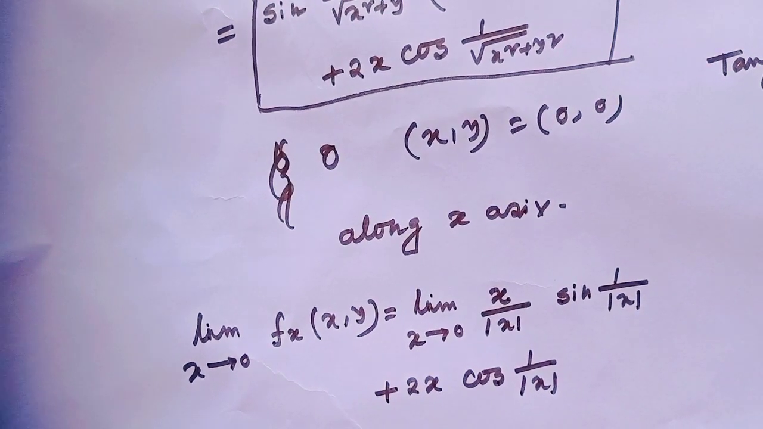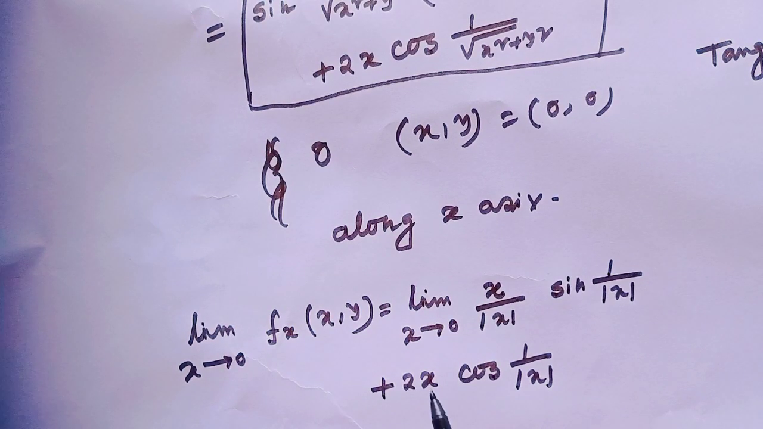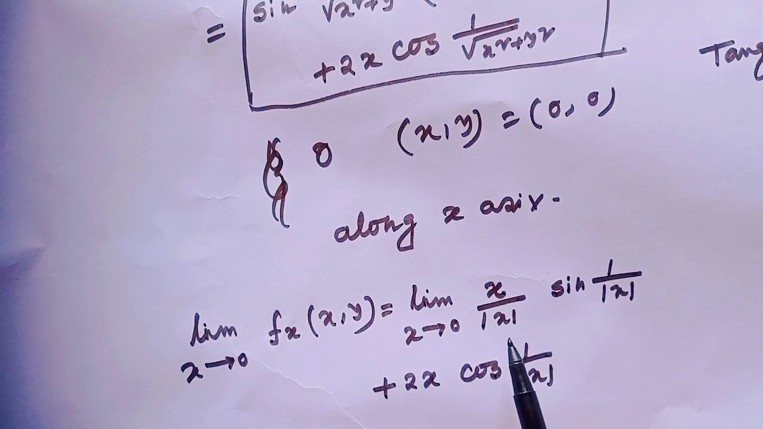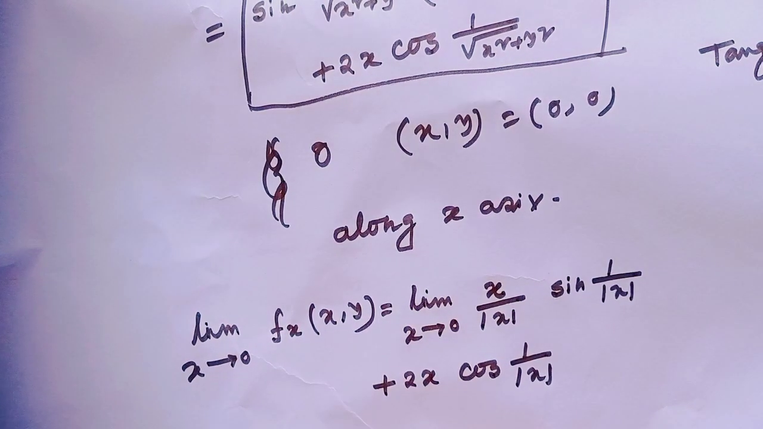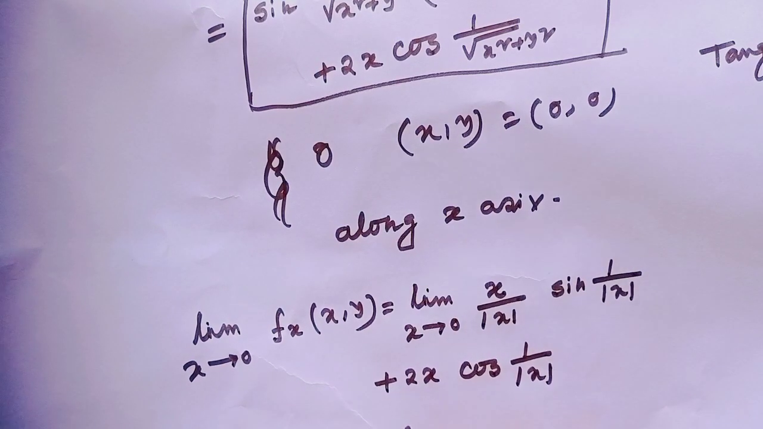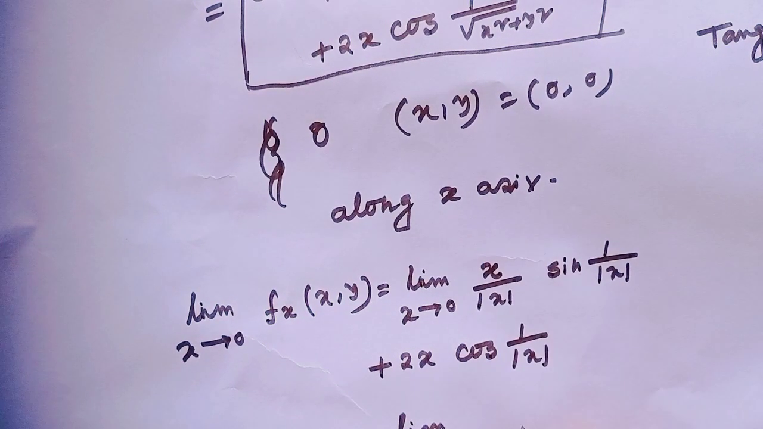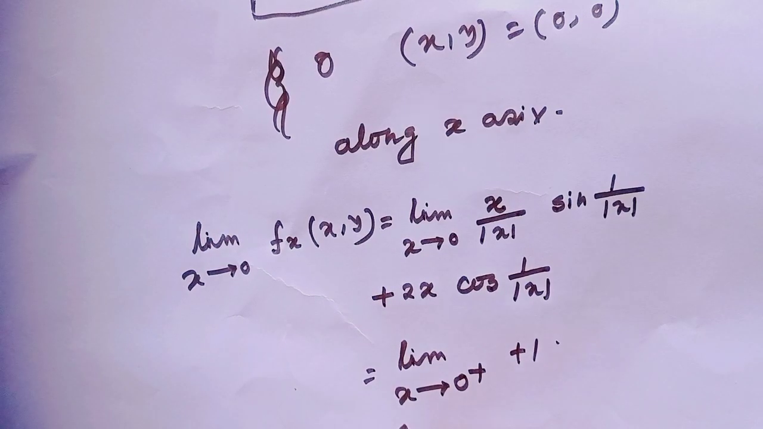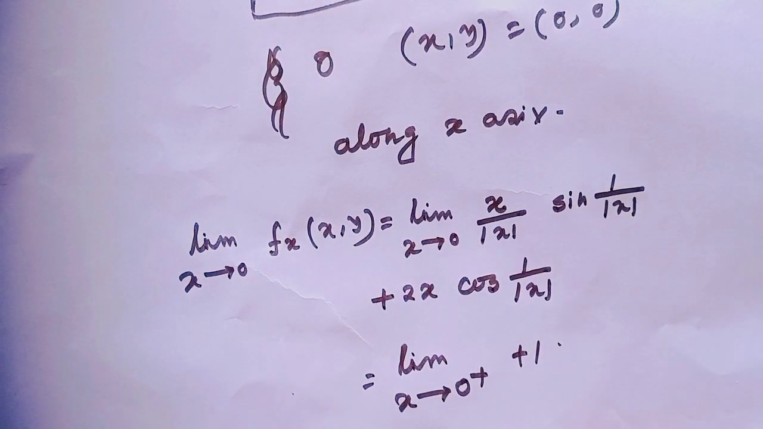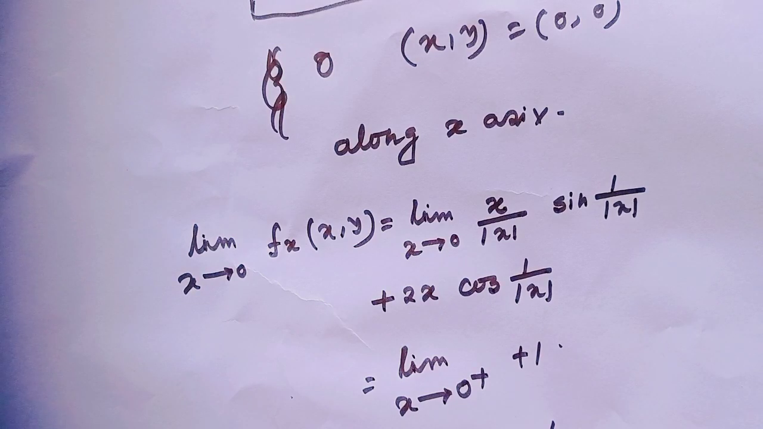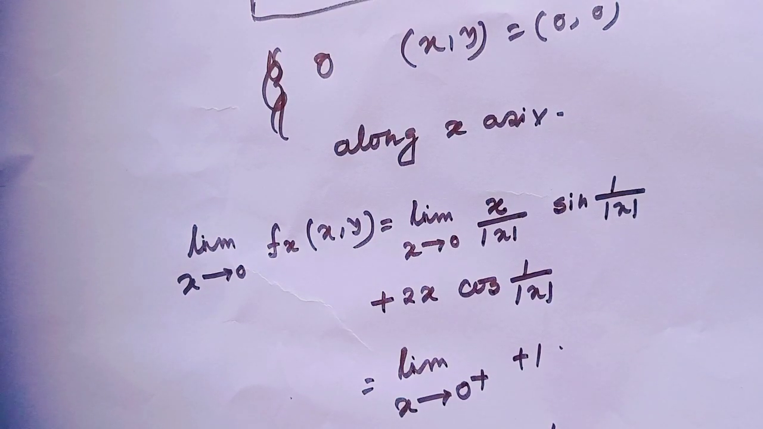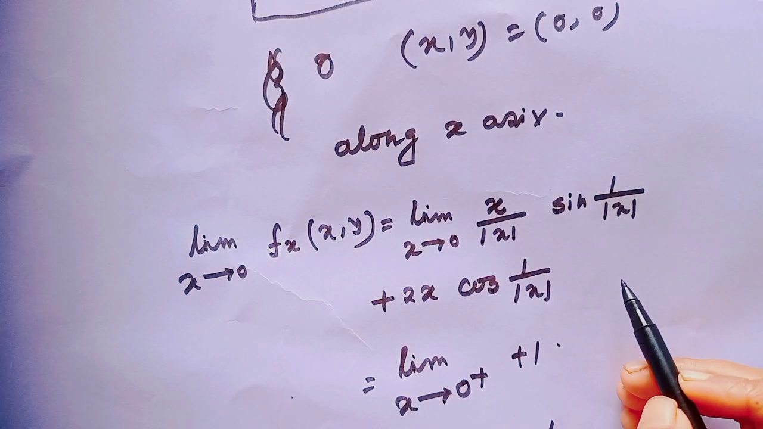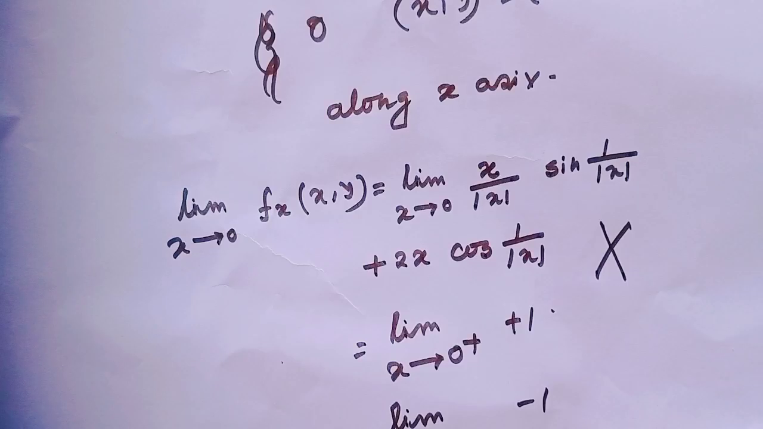Okay, and here in the limit as x tends to 0, for x over mod x, when x goes to plus 0, then the value here would be plus 1, and when x goes to minus 0, then the value of this function would be minus 1. That means there exist two different limits at the point 0. So this limit at the point 0 cannot exist. This function is not continuous, because when you take this part, then the condition is violated.